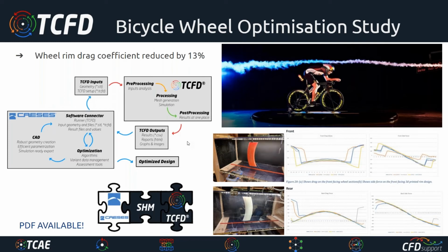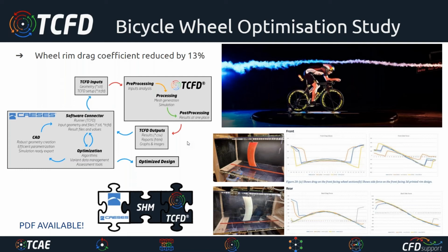The second last benchmark I'd like to share with you today is a bicycle wheel optimization study we did. I have to say that this study was completely created by our collaborator Streamline Cycling from the UK, and initially there was an initial validation done comparing the wind tunnel measured drag and lift coefficient of the NACA profile 2212 with CFD results.